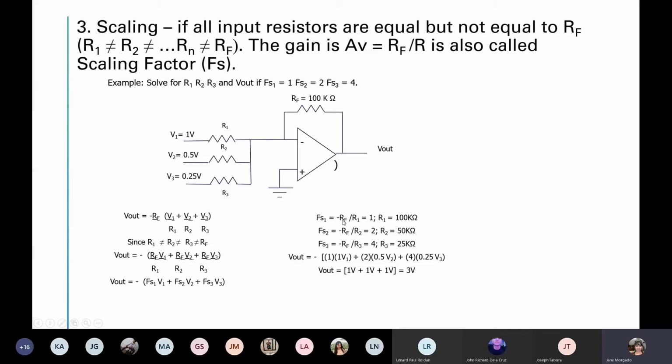How are we going to solve for the R1? Okay? So, we have RF is given 100K. So, we have scaling factor is 1 or gain is equal to 1. So, for R1, we have 100K. If gain is 2, so we have R2 is 50K. And if gain is 4 pala, the input resistance would be equal to 25K. Tama ba? Verify nyo nga. Please verify with your calculator if it is correct. Tama ba?